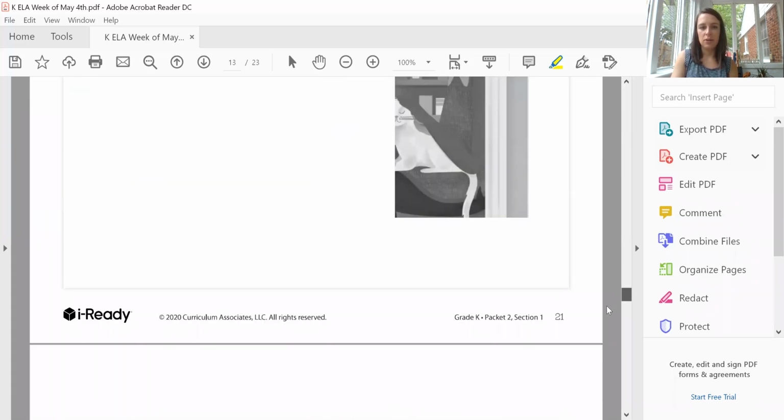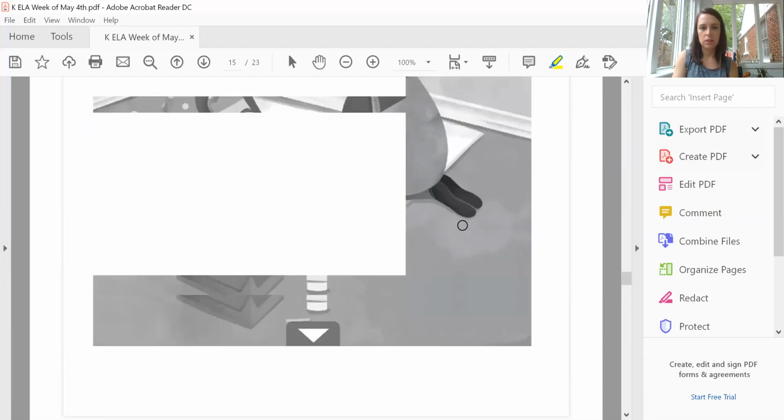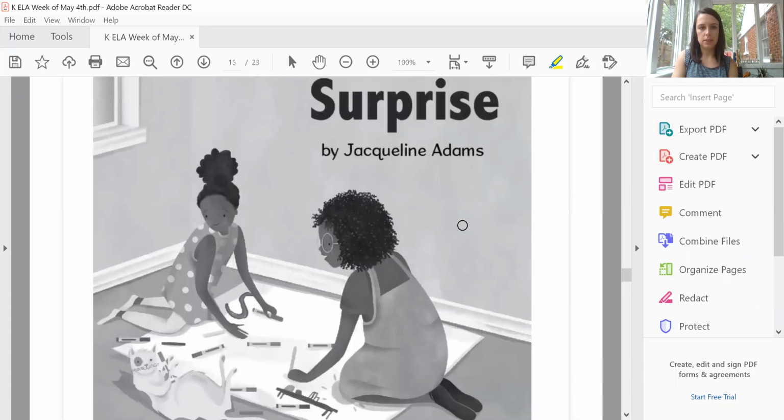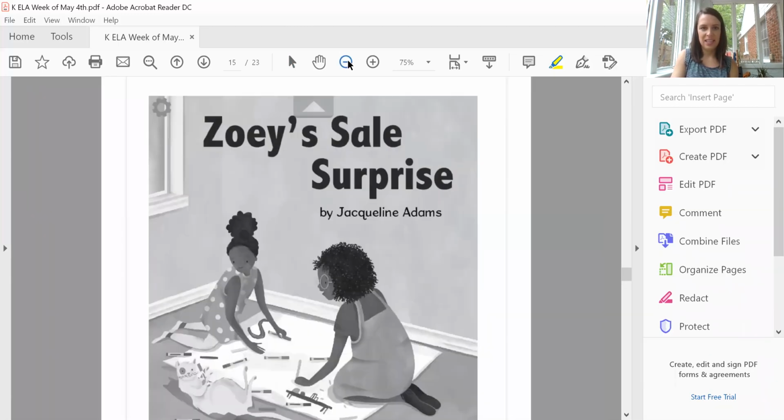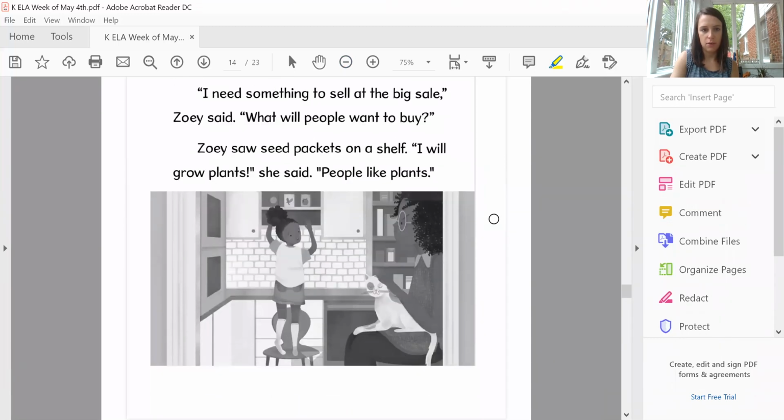All right, so we are going to go ahead and take a quick picture walk. Go back to the front cover. This story is called Zoey's Sale Surprise by Jacqueline Adams. If it's by her, she wrote the words, so we call that person the author. Very good. Let's look back at our pictures and find out what we're reading about.